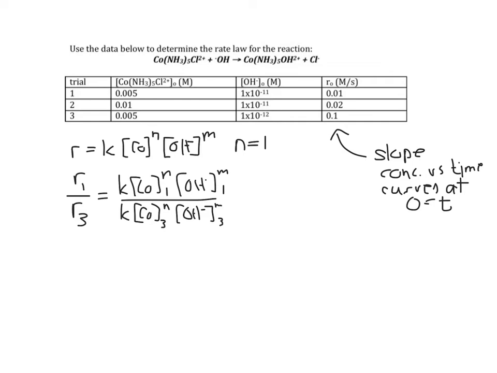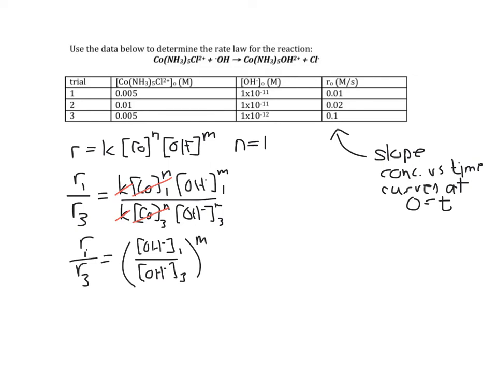And in this case, the rate constants, again, will factor out because they have to be the same. But for trials 1 and 3, the cobalt amine concentration stays the same. And so I can factor out the cobalt amine concentration, and I can see that the ratio between the rate for trial 1 and the rate for trial 3 is equal to the concentration for the OH minus for trial 1 divided by the concentration for the OH minus for trial 3 raised to the mth power.